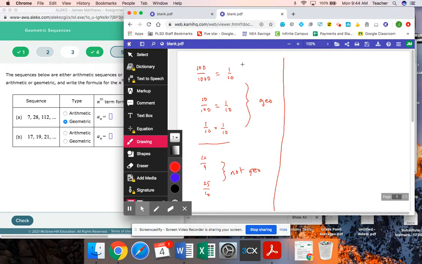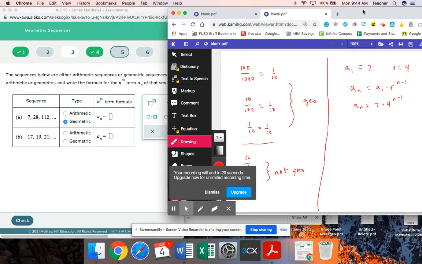Let me go ahead and write that out. I know that it's geometric. I need to know the first term, and I need to know r. The first term is 7, r is 4, so I can write this out very quickly. A sub n is equal to the first term. Well, in general, it is a1 times r to the n minus 1. In this case, our a1 is 7. Our r is 4 to the n minus 1.